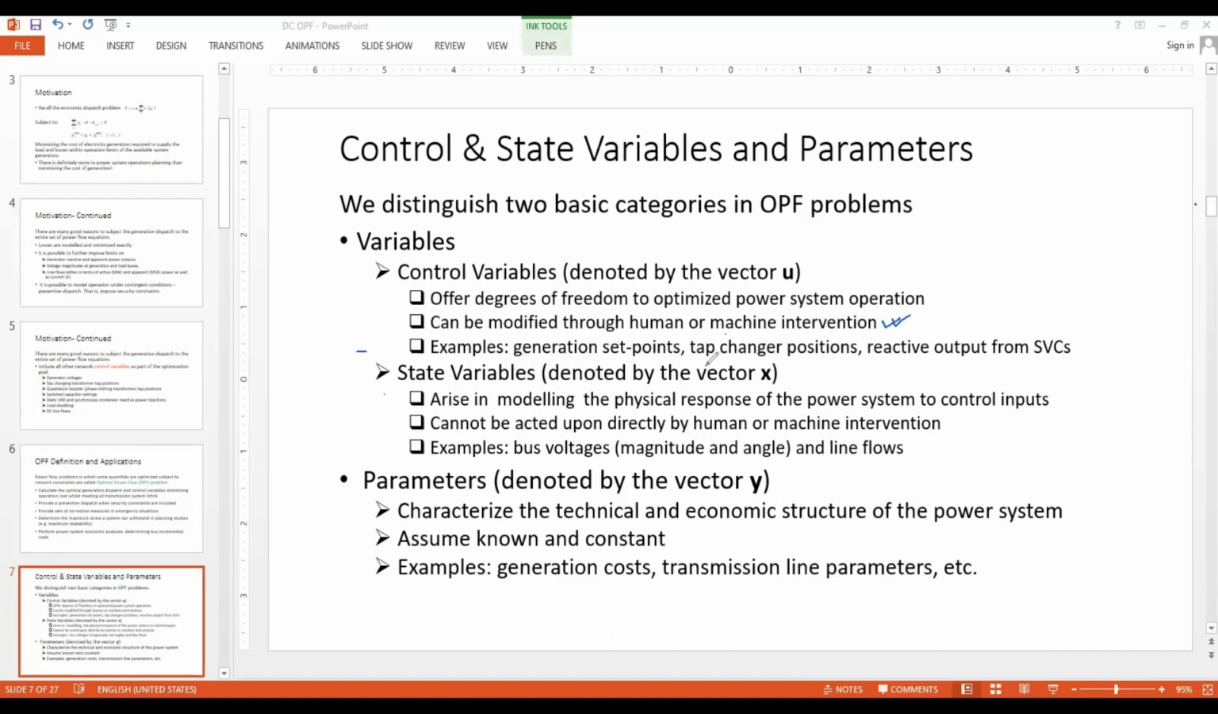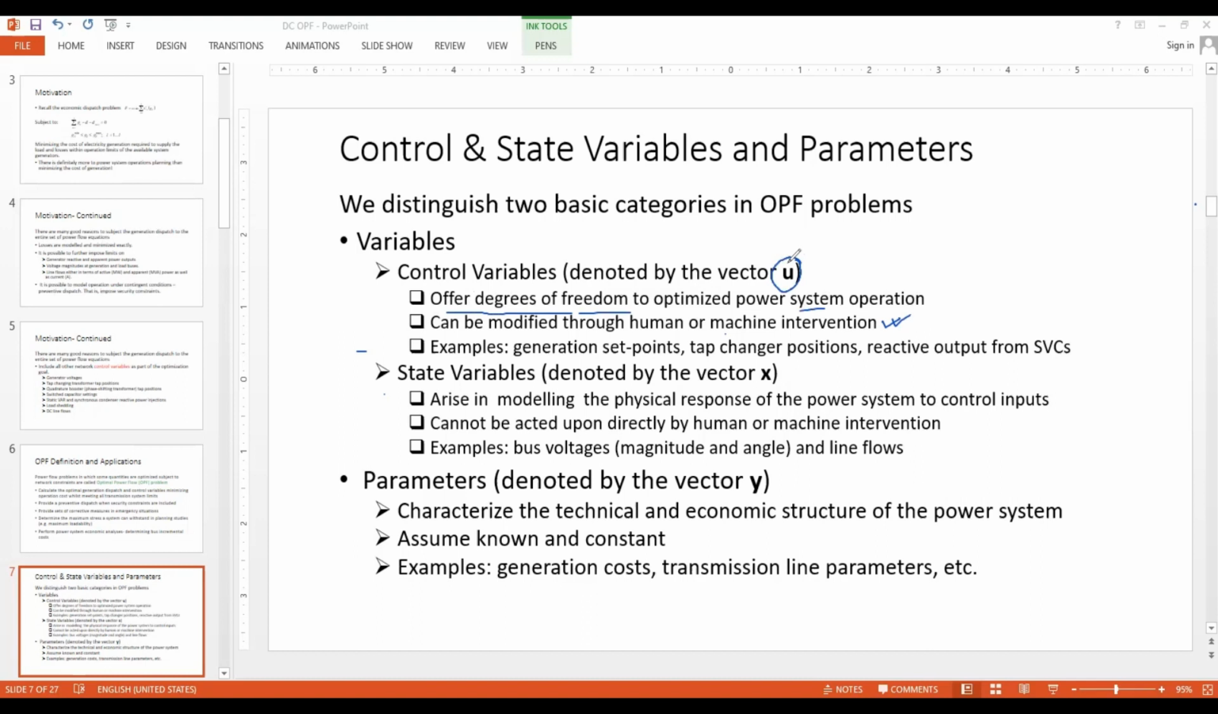The tap changer position is another example. The reactive power output from, let's say, some FACTS device already installed in your network. You can do this directly. So you can directly change or maneuver these variables from your end as a power system operator. And once you change those things, this provides you some sort of degrees of freedom to optimize the power system operation. So these are the control variables, and we denote them by the vector U.